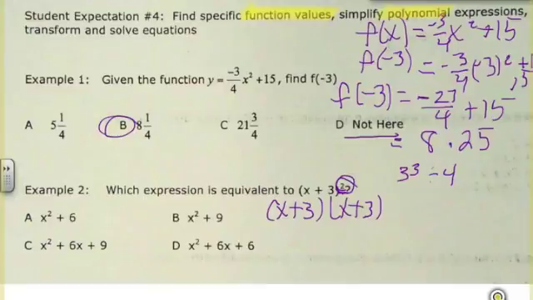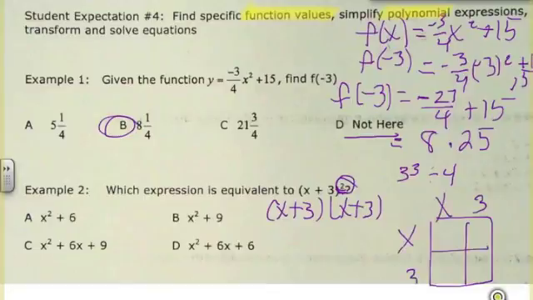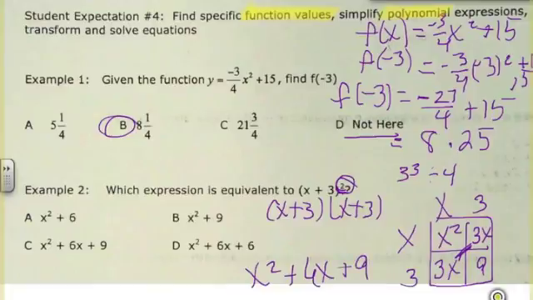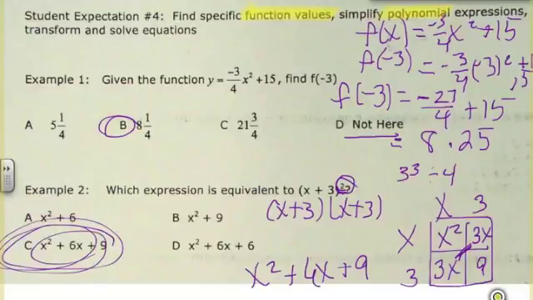So this is actually a distribution problem, and the way we talked about doing that in our polynomials unit is setting up a square and then putting our products inside the correct square. So x times x is x squared. This gives me 3x, and 9. And then your diagonal is always your like terms. So when I combine my like terms, I get x squared plus 6x plus 9. So my correct answer is C.